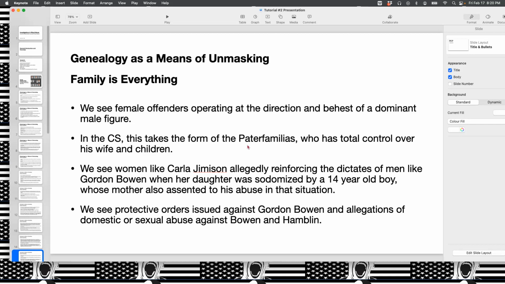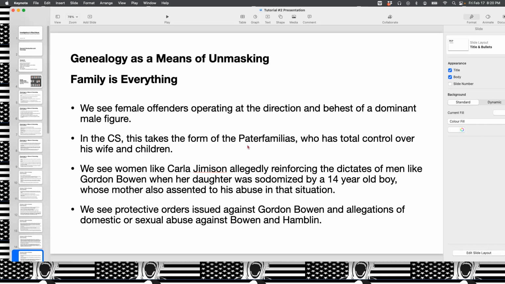You're going to see women like Carla Jemison reinforcing the dictates of men like Gordon Bowen when her daughter is brought out, stripped naked, and sodomized by a 14-year-old boy. When the daughter didn't want to get undressed, it was Carla Jemison who stepped forward and slapped her in the victim statements. It wasn't Gordon Bowen.